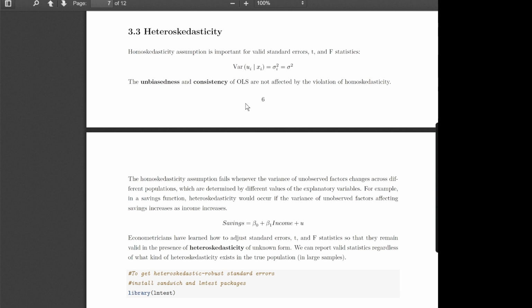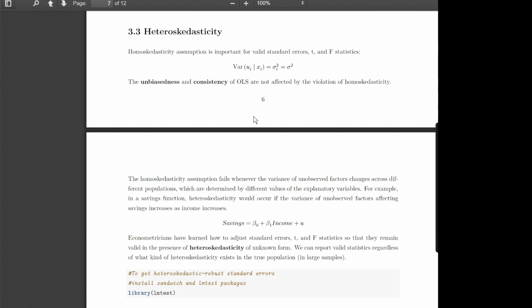Mathematically, the conditional variance of u_i given x_i is sigma squared i, and we use the subscript i in mathematics to represent the individual value. If we take the subscript i off, we have a constant. So everybody has the same sigma squared. Unbiasedness and consistency of OLS are not affected by the violation of homoskedasticity.